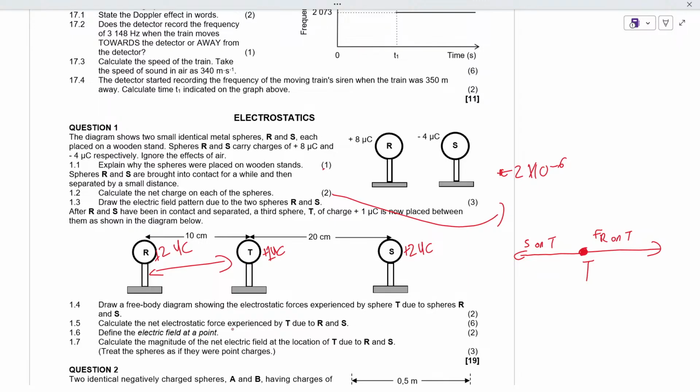So there are your marks. Calculate the net electrostatic force by T due to R and S. So they're saying we are using T as a midpoint or as a point of perspective, to say what is the sum of the electrostatic force at that point.